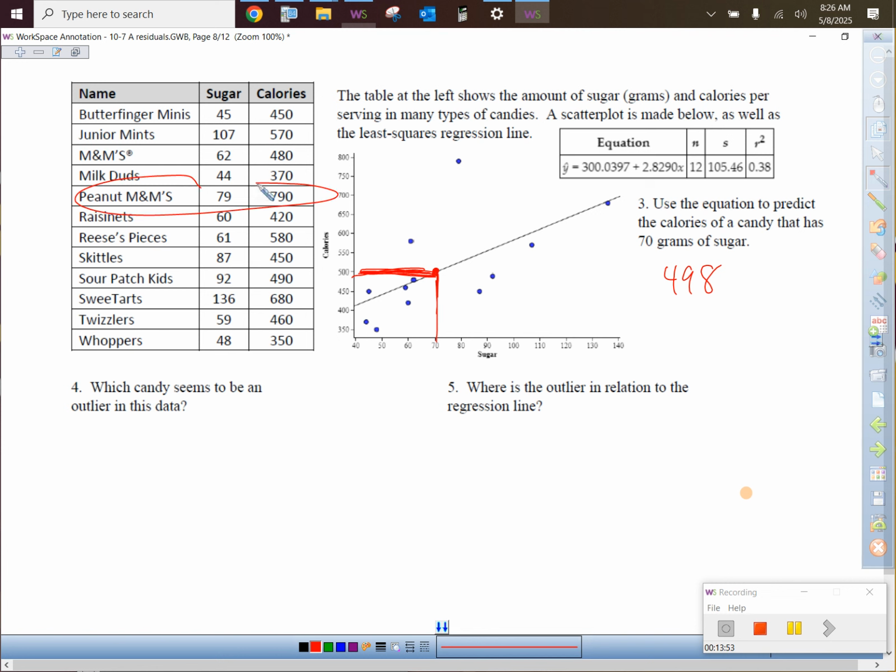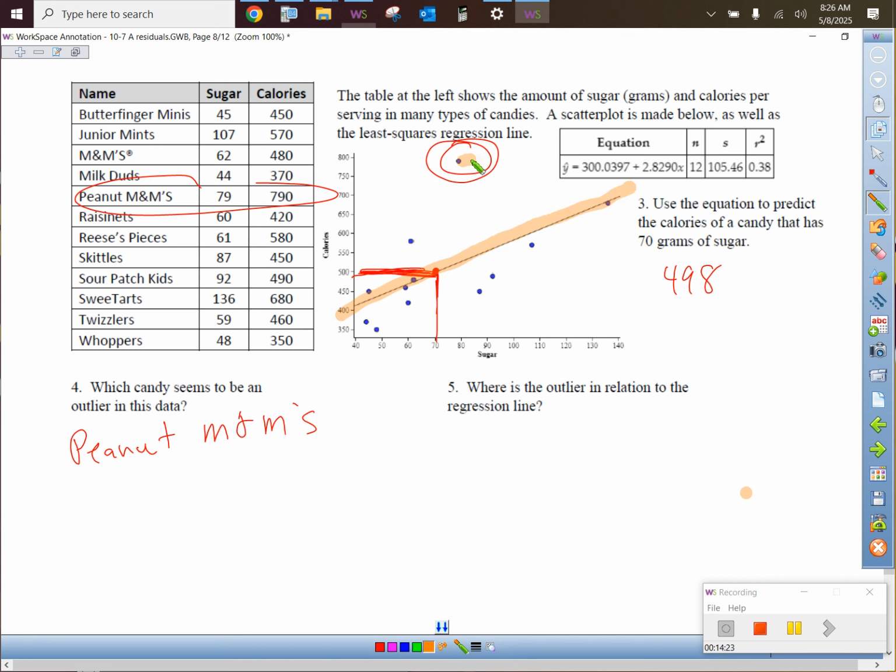Peanut M&Ms, this guy right here. So how does that outlier affect the line, right? So we're going to get rid of it, right? So this was peanut M&Ms. And here's some weird stuff, right? I need to ask you, where is that outlier in relation to the regression line? And there's a lot of places you could be, right? So first, talk to me about the most basic. Here's the line. Where's the outlier? Above it. Are you with me on that?